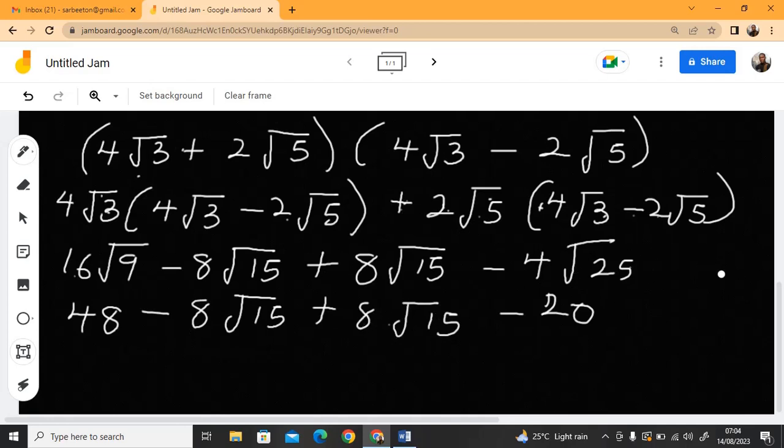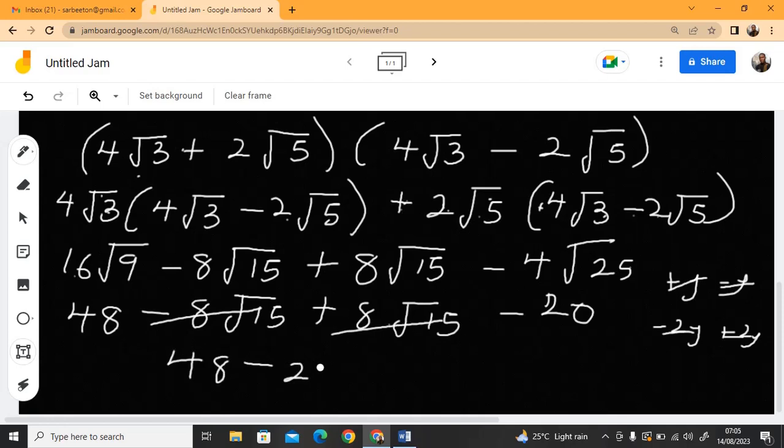this one is plus, this one is minus. Just as plus y minus y cancels out because they are the same thing, if I have minus 2y plus 2y, it should cancel out. Because they have the same number, one is plus, the other one is minus, so they will be cancelled out. So what you have now is 48 minus 20, and 48 minus 20 will give us 28. So this is dealing with operations in brackets in surds.